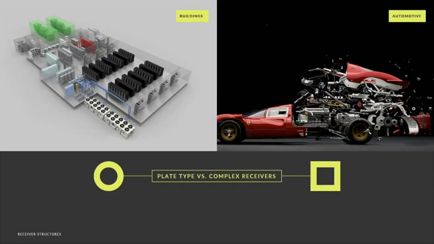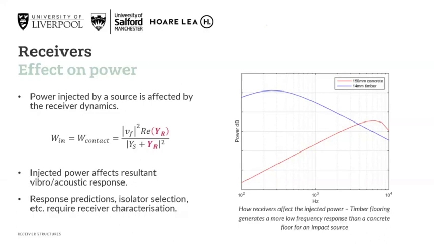So to give you an overview, you can have a range of different receiver structures which may not be governed by any general shape or forms. They can take any form depending on application. For buildings, we're concerned with mostly plate type receivers. Okay. All right.